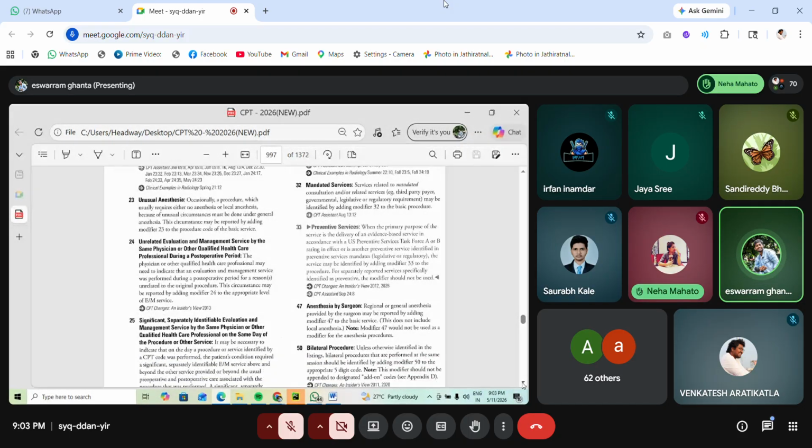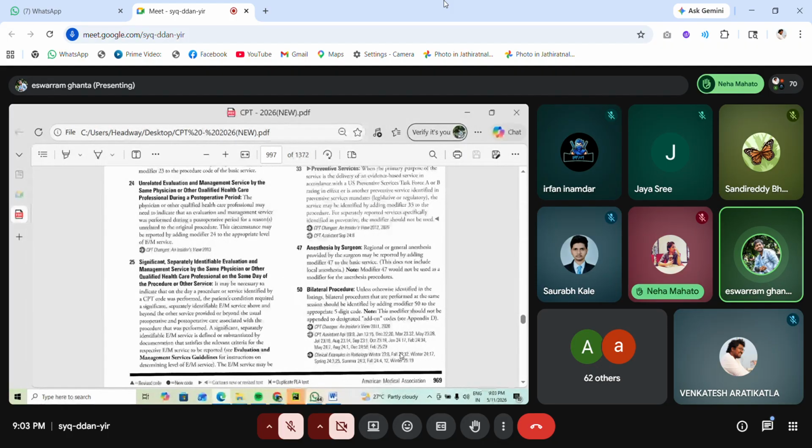Next, coming to the 24 modifier: unrelated evaluation management service by the same physician or other qualified healthcare professional during the post-operative period. It is also a very important modifier. By the same physician or other qualified healthcare professional during the post-operative period. That means an operation, surgery, or procedure was done on the patient, and after the surgery, in the post-operative period, the patient came to the hospital.